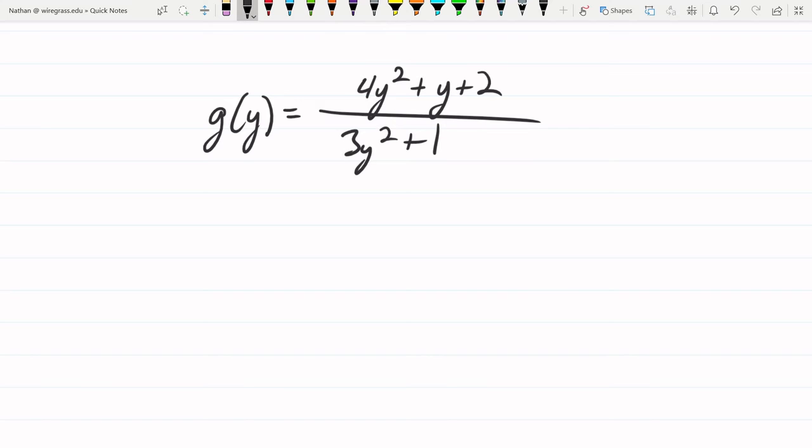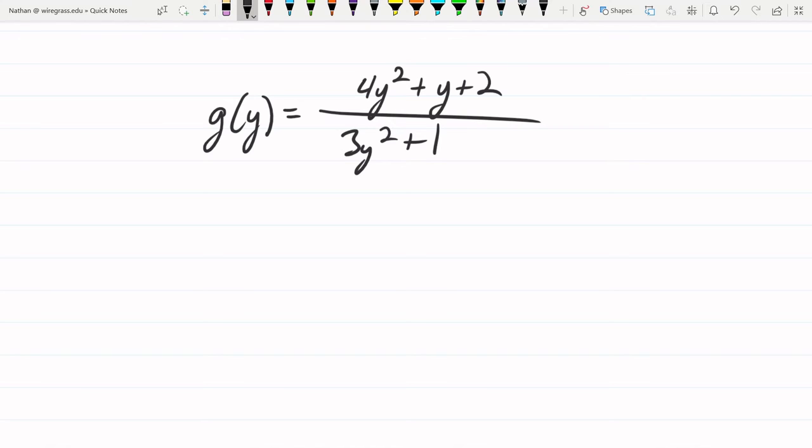So on top, let's try the AC method. We have A is 4, C is 2, so 4 times 2 is 8, B is +1. Two numbers that multiply to give 8 and add to give +1? There are none that do that. So we can use the quadratic formula, and that will find us an answer there. I'm guessing it's going to be complex, so we're going to hold off on that for a moment.